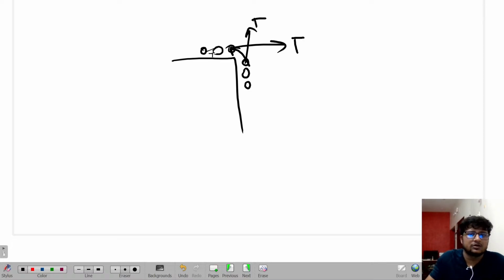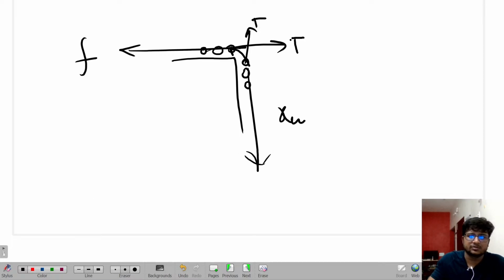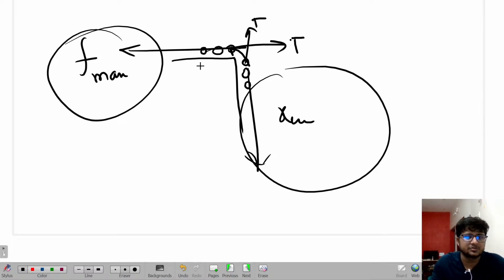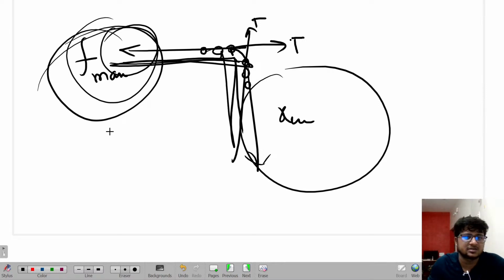Now, if this whole thing is pulled by tension T, who will hold it? Some frictional force will hold it. I want to know how much this should be at maximum. It should be the maximum that can be balanced by my maximum frictional force. This chain will stay at rest on the table till the friction is F max, because after F max it will change to F kinetic. And F kinetic means the chain is falling down.